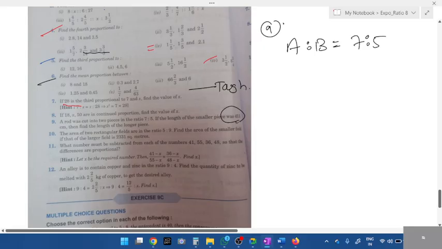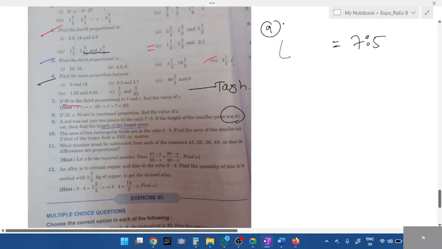What is given here? 45 point what? Is it 5? If the length of the smaller piece, which is smaller in these two, 7 or 5? 5 is smaller. So what I'll write? If the length of the smaller piece is given, what have they asked us to find? Length of longer piece. So longer piece, I'll take it as L, students.